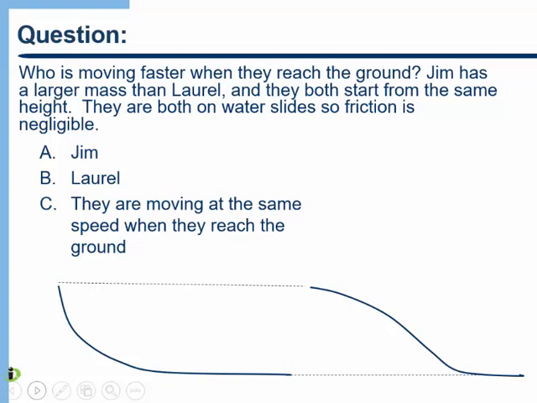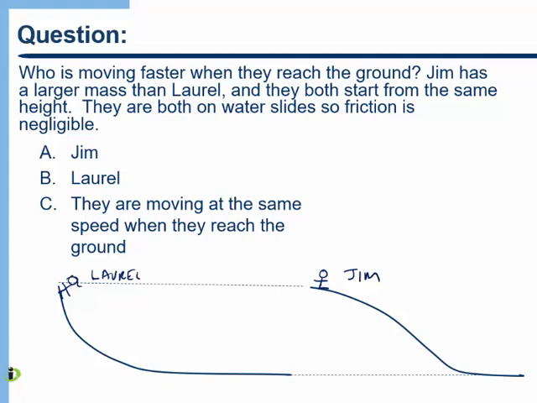Let's start with a question. We have two water slides, and on one water slide we have Laurel, and on the other water slide we have Jim. The question is, who's moving faster when they reach the ground? Jim has a larger mass than Laurel, and they both start from the same height. They're both on water slides, so friction is negligible. Go ahead and pause the video, think about this, and come up with what you think is the correct answer.